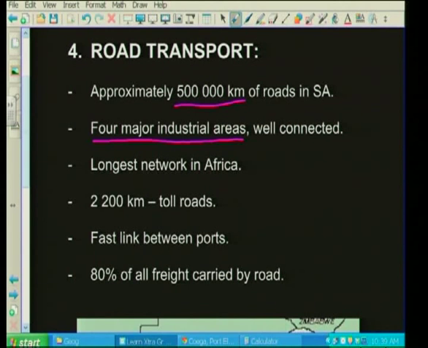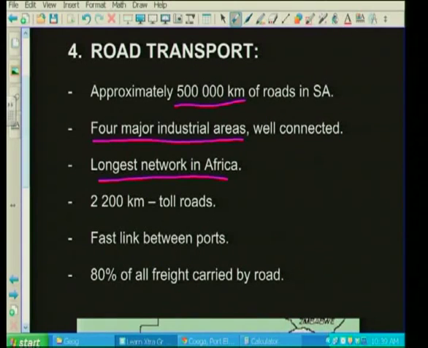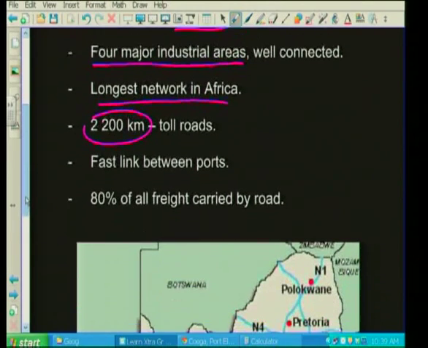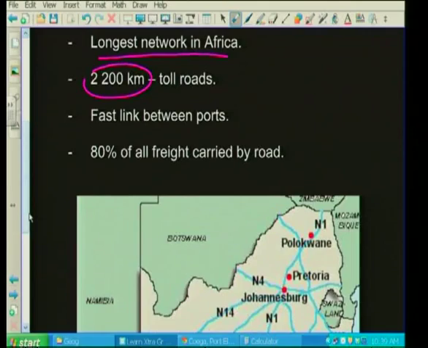They connect all our four major industrial areas, the ones I've just spoken about, and obviously we're talking about trucks and heavy sort of vehicles that transport materials like coal and iron ore and all those sorts of things. We've got the longest road network in Africa. All in all, 2,200 kilometers of roads are tolled so that we can pay for the maintenance and the upkeep of those. And remember, there's that whole sort of debatable issue of the e-tolling in Gauteng.